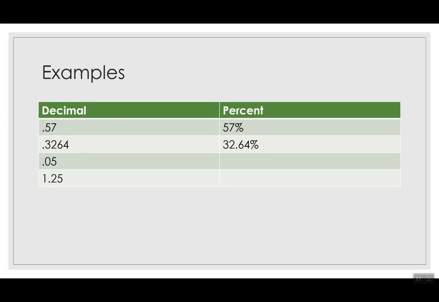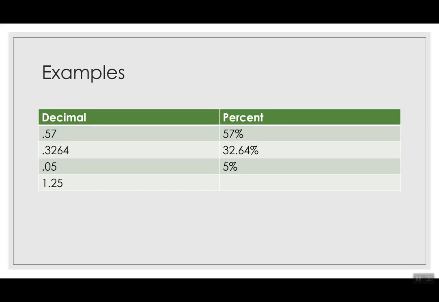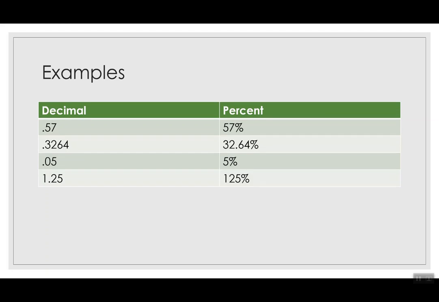0.3264 becomes 32.64%. You can see the decimal place has moved two places to the right. 0.05, when we move the decimal place two places to the right, becomes 5%. 1.25 moves two places to the right and becomes 125%.